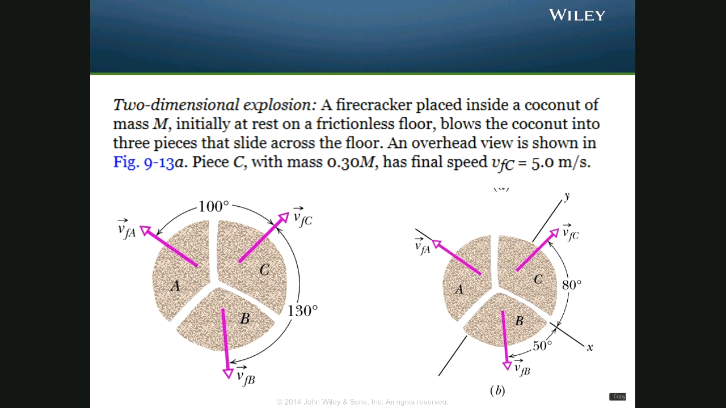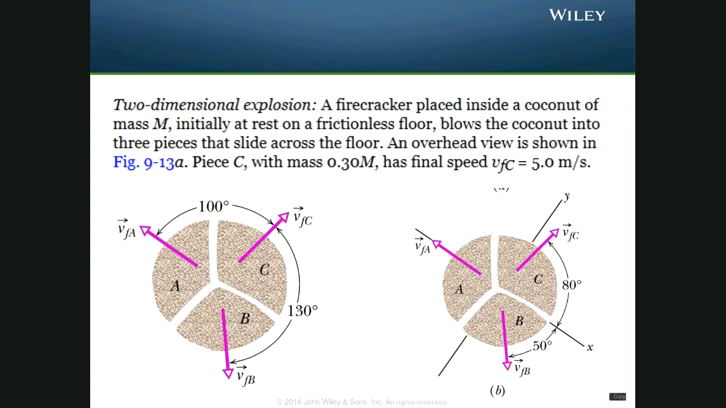All right? So we're going to want to figure out the final speed of piece B and then the final speed of piece A. And in order to do this, you're going to have to make some creative selections of your axes. And you'll notice they kind of do it here for you. If you pick your axes right, you can eliminate one of your variables.